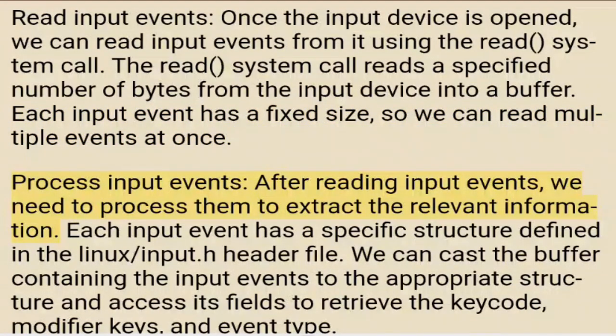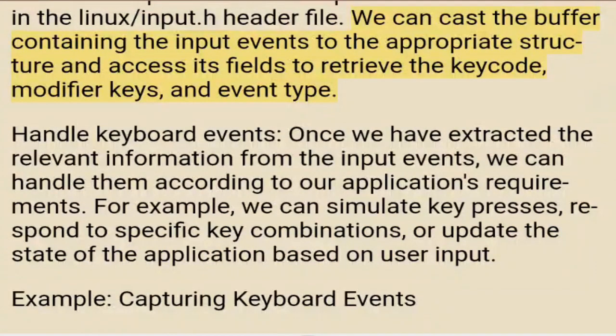Process input events. After reading input events, we need to process them to extract the relevant information. Each input event has a specific structure defined in the Linux input header file. We can cast the buffer containing the input events to the appropriate structure and access its fields to retrieve the keycode, modifier keys, and event type. Handle keyboard events. Once we have extracted the relevant information from the input events, we can handle them according to our application's requirements. For example, we can simulate key presses, respond to specific key combinations, or update the state of the application based on user input.